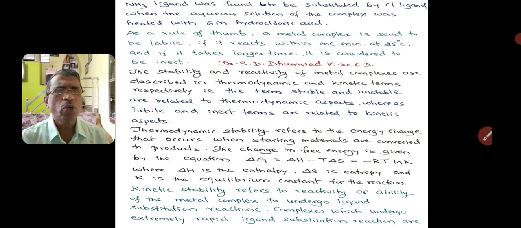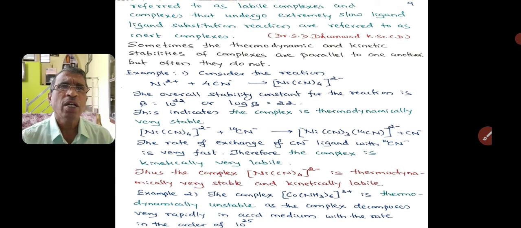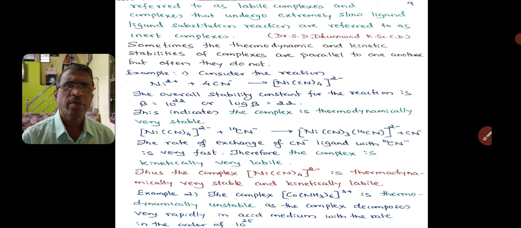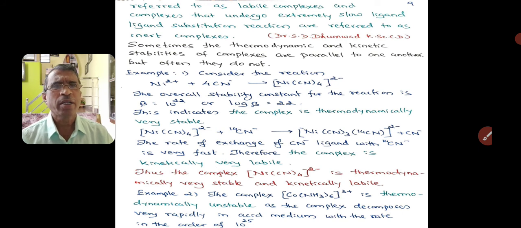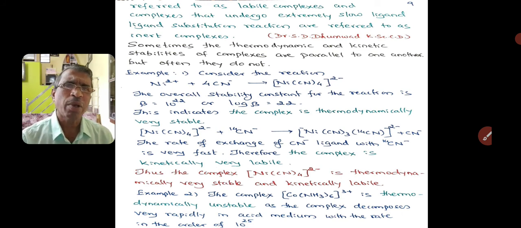Kinetic stability refers to the reactivity or ability of the metal complex to undergo ligand substitution reactions. Complexes which undergo extremely rapid ligand substitution reactions are referred to as labile complexes, and complexes that undergo extremely slow ligand substitution reactions are called inert complexes. It is to be noted here that sometimes the thermodynamic and kinetic stability of complexes are parallel to one another, but often they do not. Let us take an example.